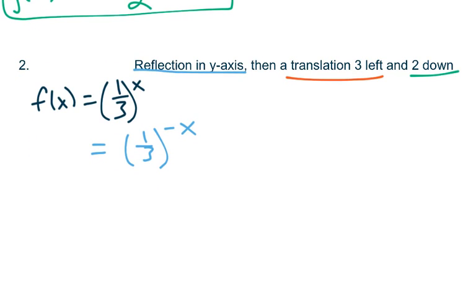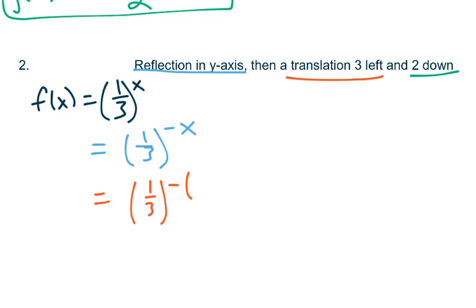Now let's take care of the 3 left and 2 down. Let's start with 3 left. So we have (1/3) to the negative, now there's x. Anytime it's left, it's directly to x, not -x. So make sure you use parentheses here, because you will get the problem wrong if you don't put parentheses, because it won't be technically correct. You'll be subtracting or adding directly from -x, but that's not the right method. You need to add or subtract directly from x, and only x.